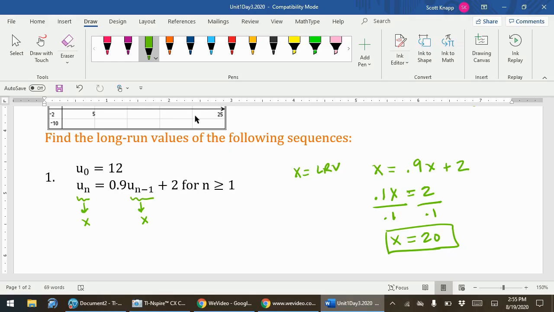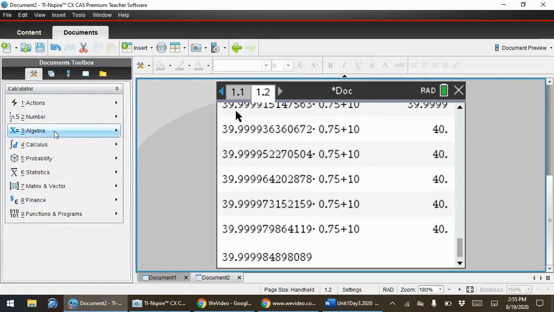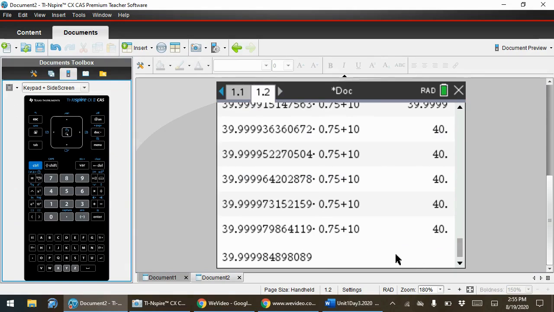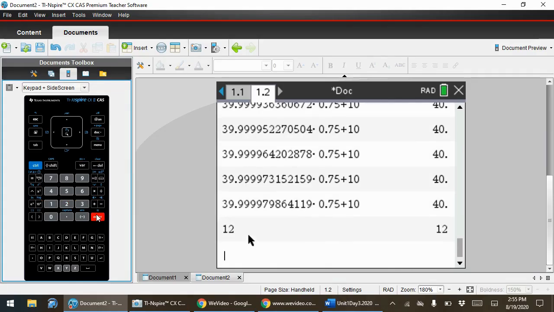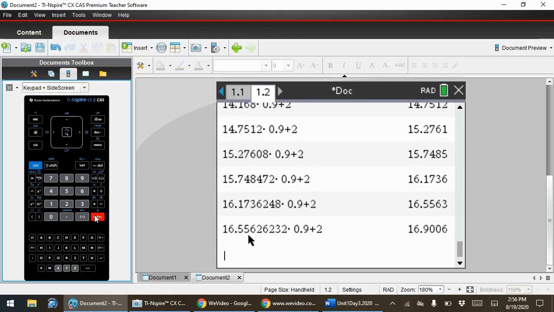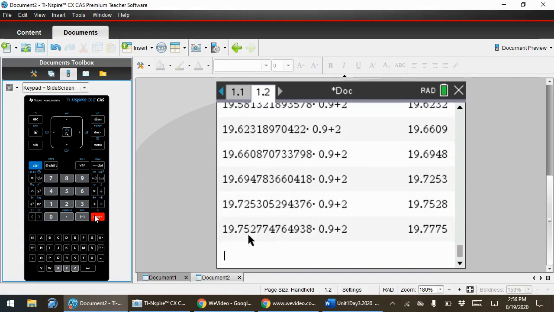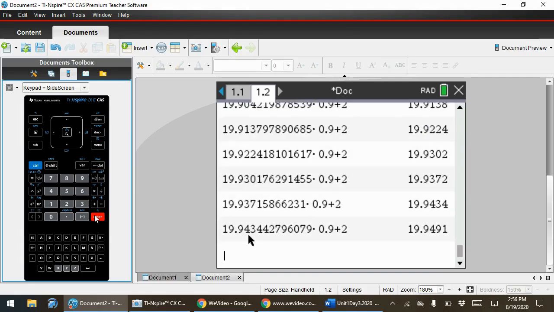So let me go to my calculator just to check this. I'm going to put in that the first term is 12, and hit enter. Then the recursive formula said that to find new terms, I would multiply by 0.9 and then add 2, and I'm going to press enter and see if this eventually does level off at 20. It sure seems like it's headed there. Let's see. And indeed, it pretty much does.